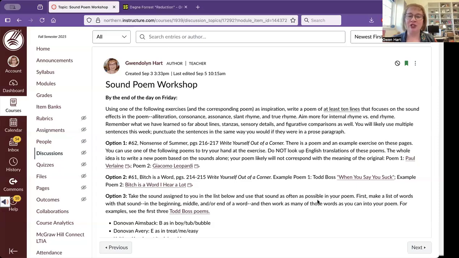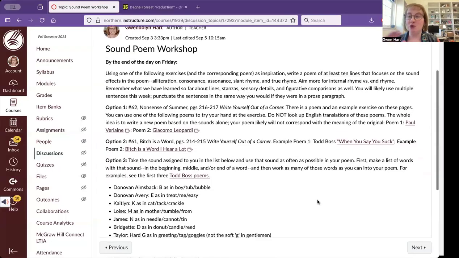And then option 3 is I assigned everyone a sound in a list down here. I'll show you. And you're going to take that sound. I'm assigning it to you because of what we were reading about in Write Yourself Out of a Corner about constraints. I'm giving you the sound, and that's your constraint. You're going to use as many of that sound as possible. Remember, though, it's not just about spelling, it's about how it sounds. You have to think about the sound.